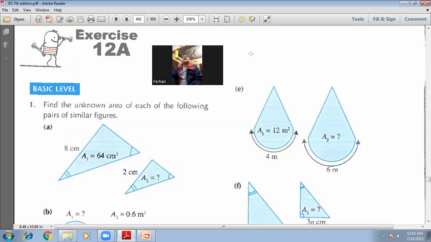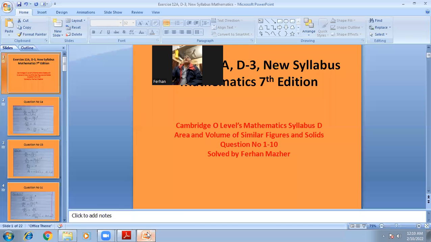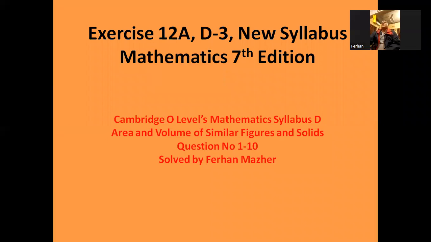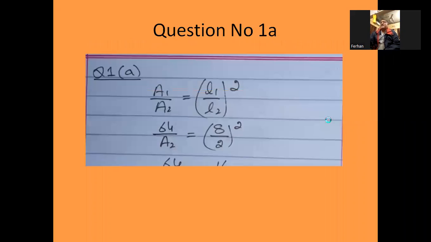So here the sides are given, one of the areas is given, and we want to find out the area of the second figure. So A1 by A2 will be equal to L1 by L2 whole square. And from there, I will be able to crack this question. So let's start this question, and I hope that you will be able to understand.